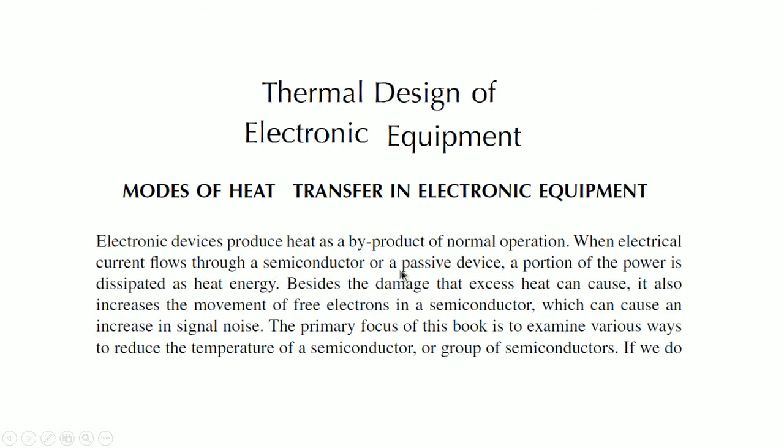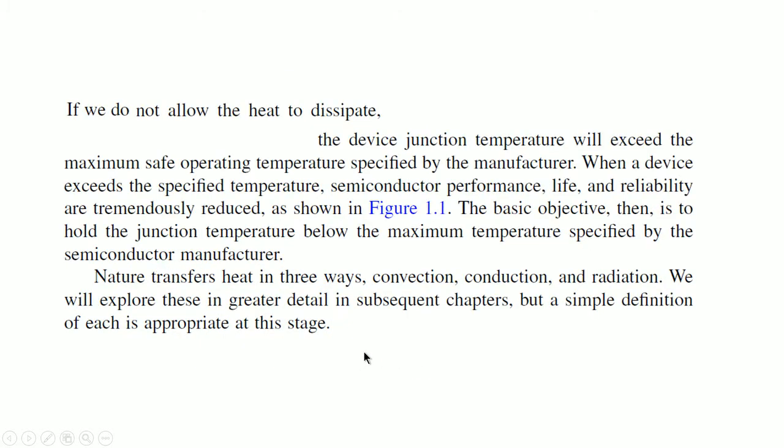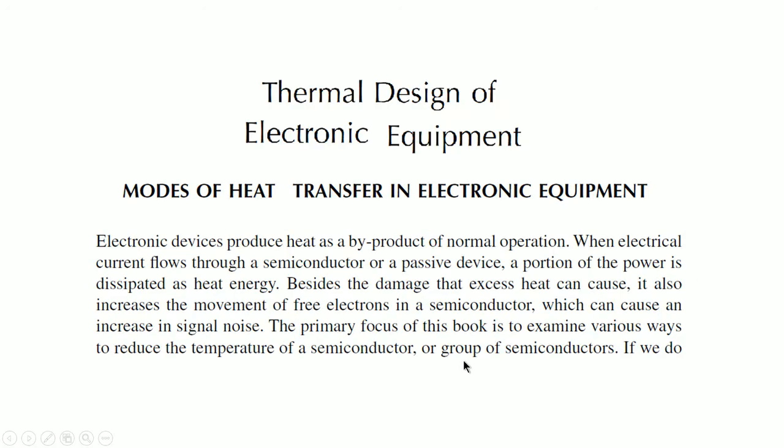When electrical current flows through a semiconductor or a passive device, a portion of the power is dissipated as heat energy. This is real. Besides the damage that excess heat can cause, it also increases the movement in a semiconductor, which causes an increase in signal noise. The noise floor at slightly elevated temperatures keeps rising. The primary focus of this book, and in this case my lectures, in which I insist that you read the book, is to examine various ways to reduce the temperature of a semiconductor or group of semiconductors.